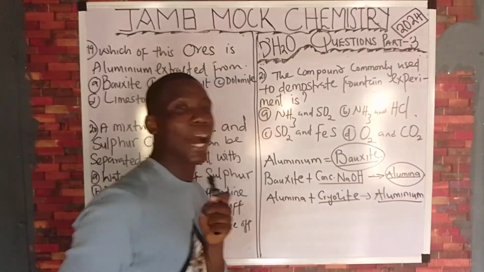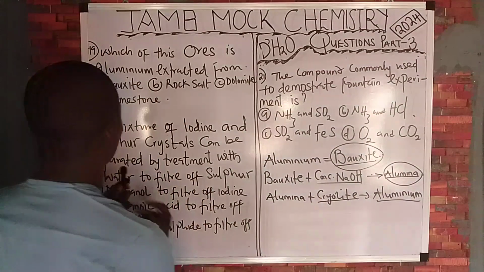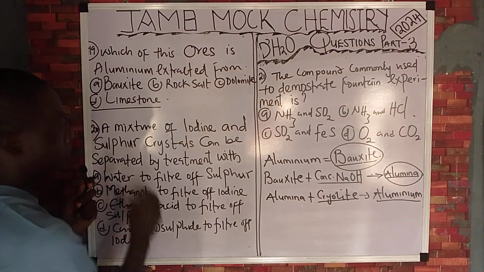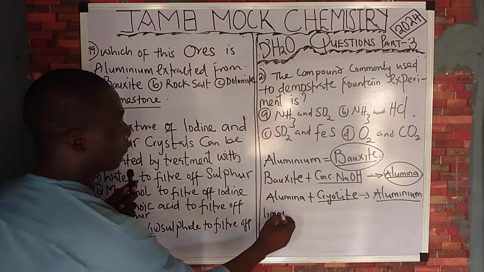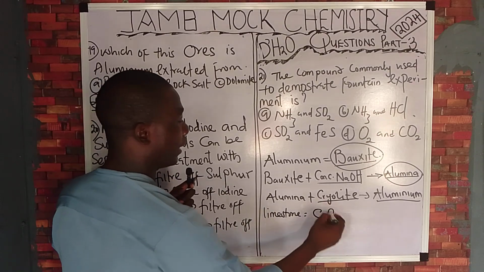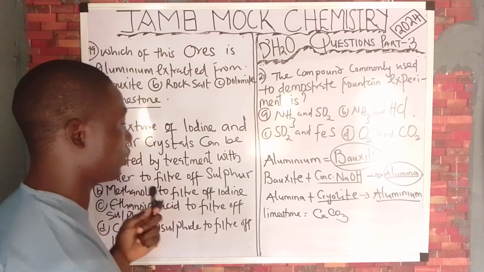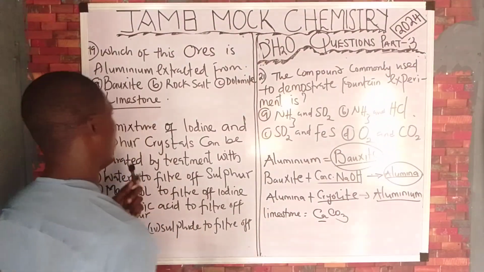So where do we get aluminium from? Aluminium is extracted from bauxite. If we look at other options like limestone, what is the chemical formula for limestone? Limestone is CaCO3. It's also called marble or chips. You can extract calcium from here.